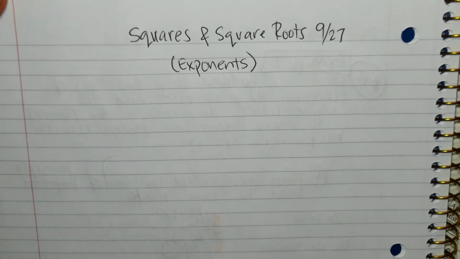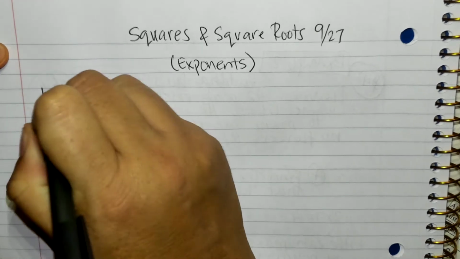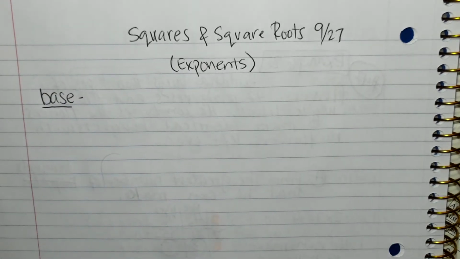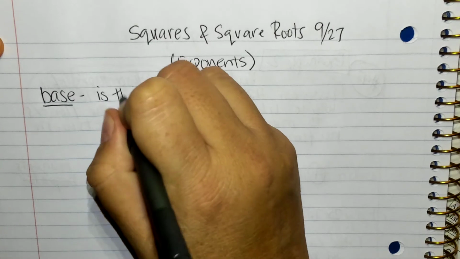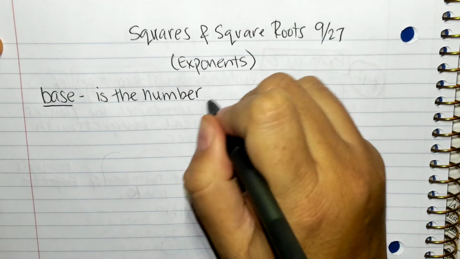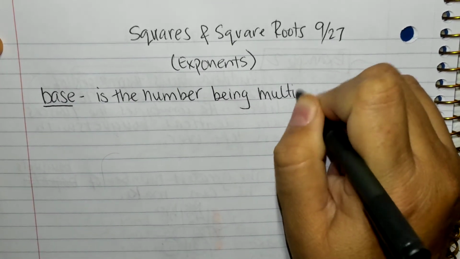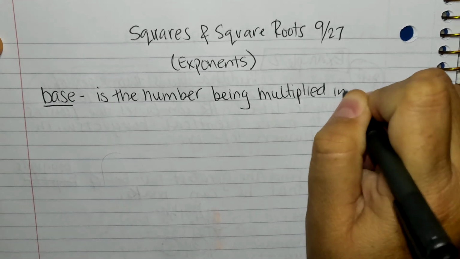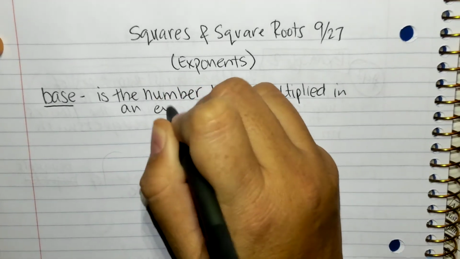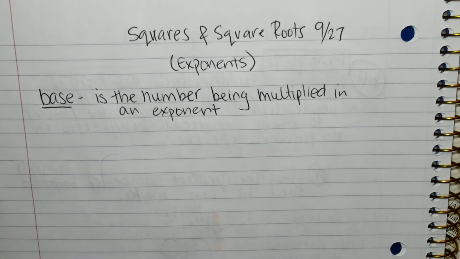Alright, so with an exponent, there are two important things that you need to know. The first is a base. And the base is the number being multiplied in an exponent. It is the number being multiplied in an exponent.